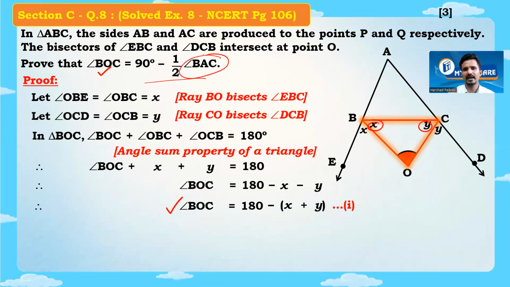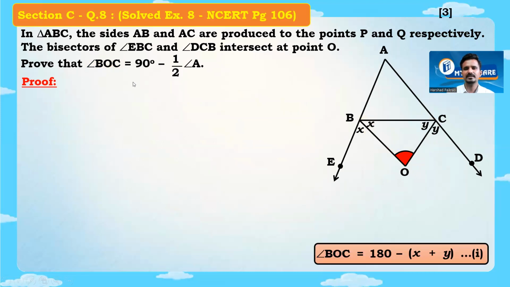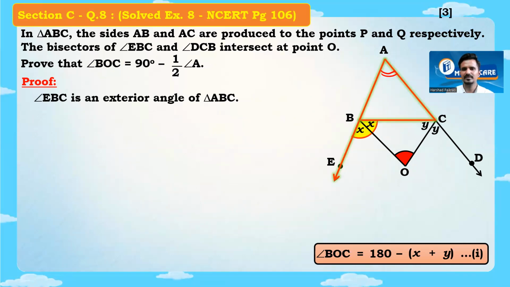So we'll now focus on angle BAC. This angle BAC belongs to this triangle ABC. But we don't have measures of the other two angles of this triangle. Instead of that, we have the exterior angles. If you notice in the question, it was given that AB and AC are produced. The moment we produce any side of a triangle, we get exterior angles. So observe the figure for triangle ABC. EBC is going to be an exterior angle of triangle ABC.